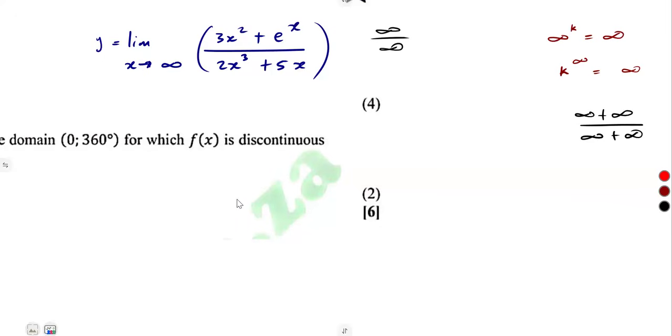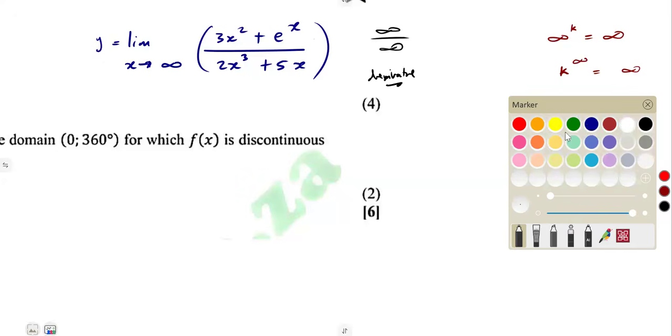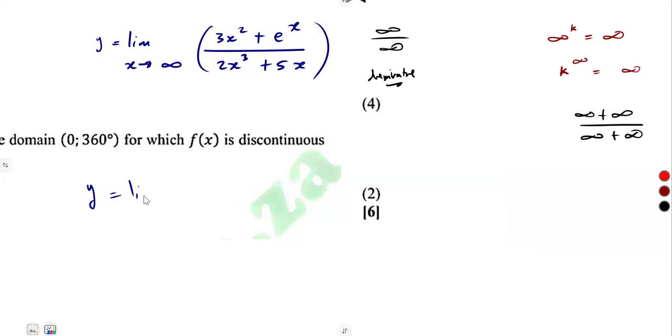Meaning to say we have the indeterminate form, a mathematical expression whose limit we cannot determine even after substitution. Infinite over infinite is an indeterminate form. So meaning to say we must apply our L'Hospital's rule, where we must find the derivative of the numerator and the denominator. So we must find the derivative of both. This is what you're going to have as x approaches infinite.